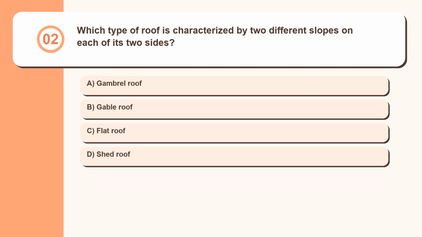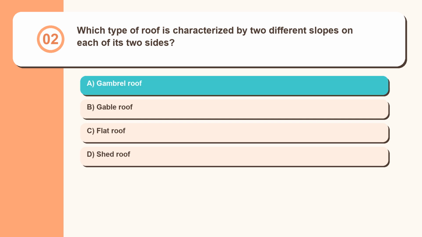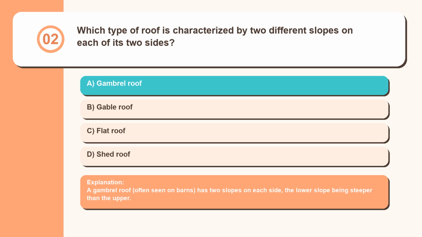Question 2. Which type of roof is characterized by two different slopes on each of its two sides? Gambrel roof, gable roof, flat roof, shed roof. A gambrel roof, often seen on barns, has two slopes on each side, the lower slope being steeper than the upper.